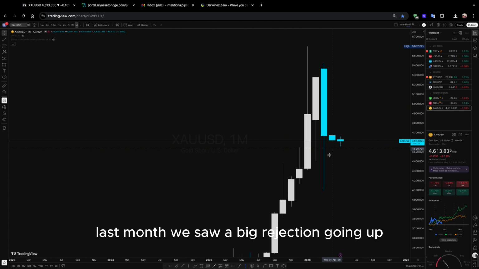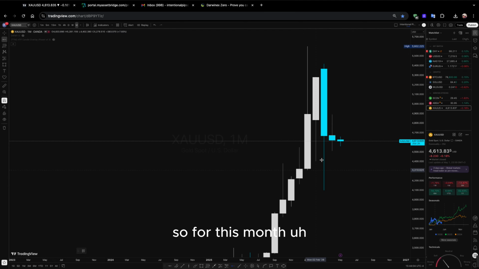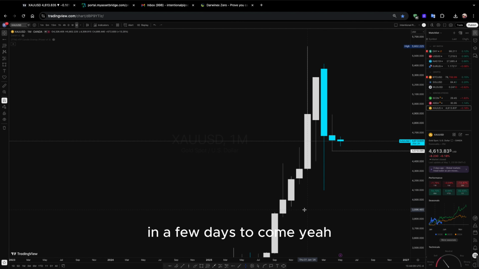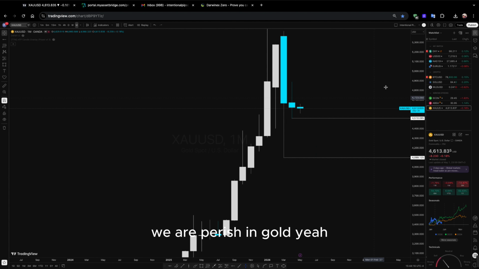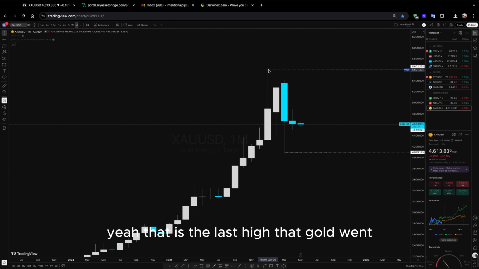Last month we saw a big rejection going up, and we managed to close with a bearish candle. So for this month, this would be our target, and we're likely to hit this target in a few days to come. Yeah, so long term we are bearish on gold. There's no liquidity on the upside that is likely to be taken out immediately. Yeah, that is the last high that gold went.